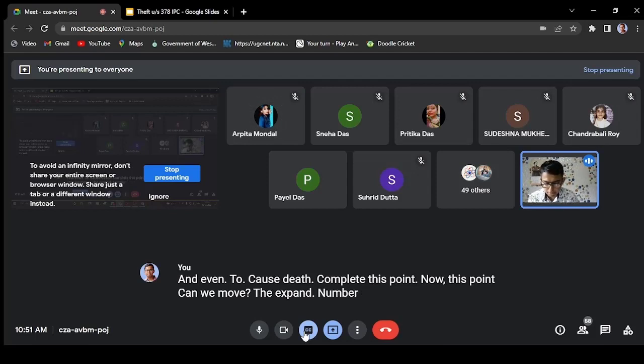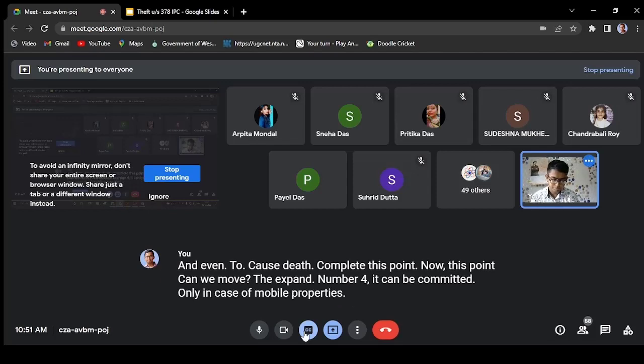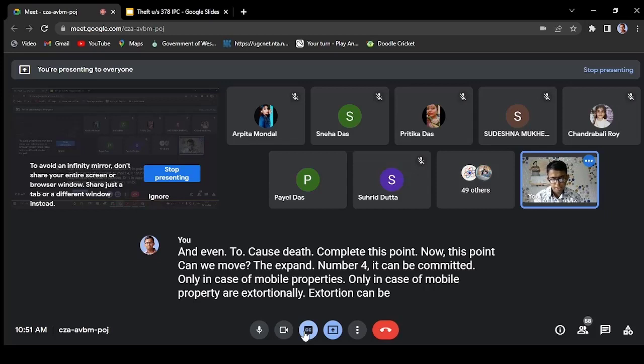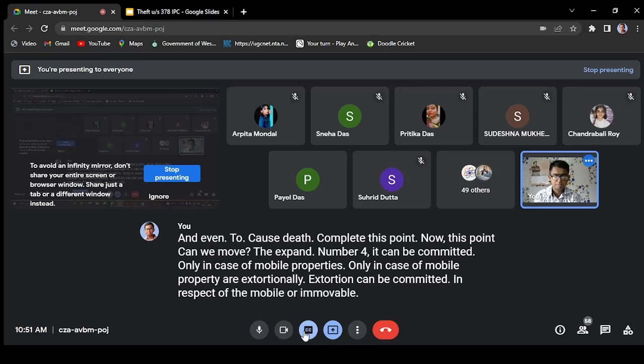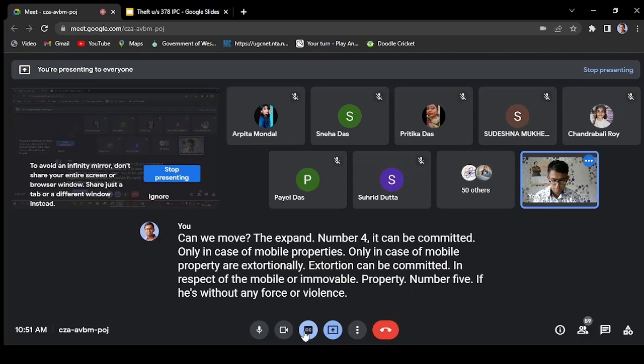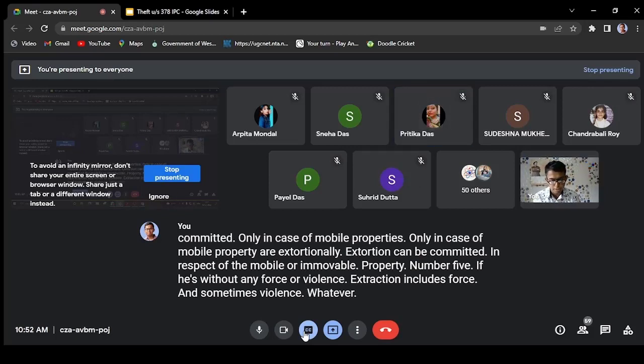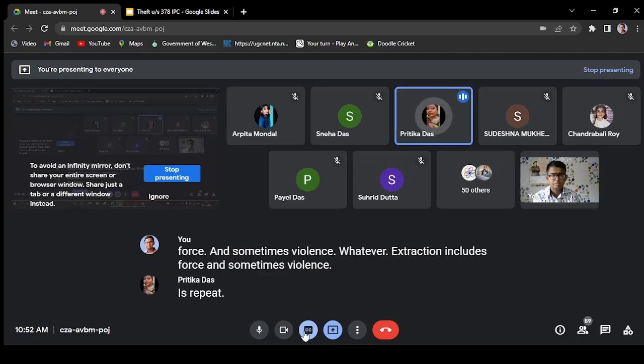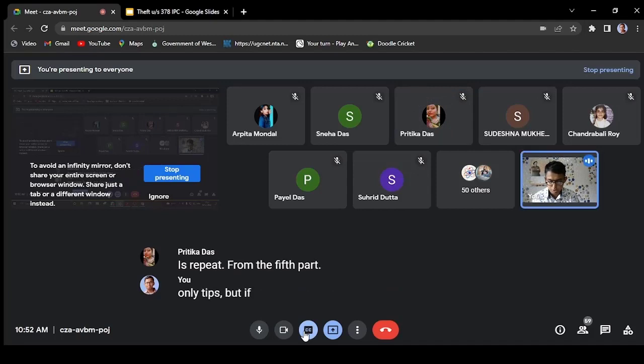Number four: theft can be committed only in case of movable property. Extortion can be committed in respect of movable or immovable property. Number five: theft is without any force or violence. Extortion includes force and sometimes violence.